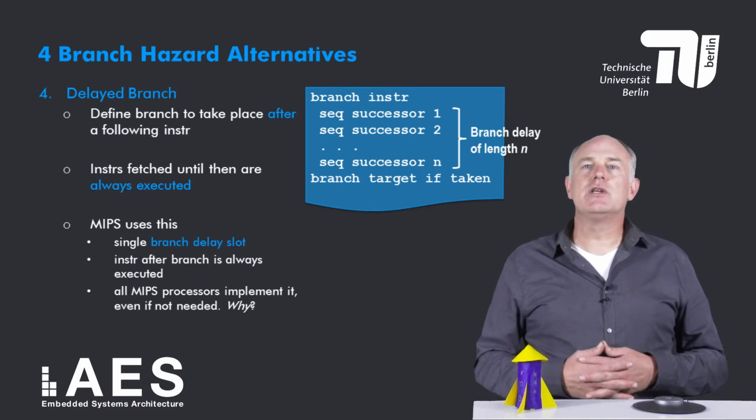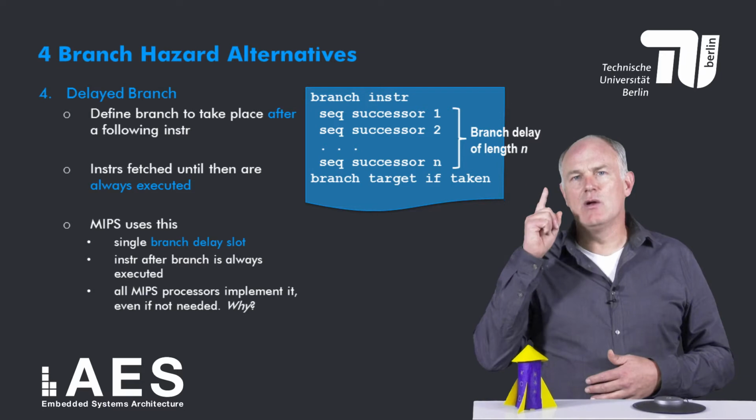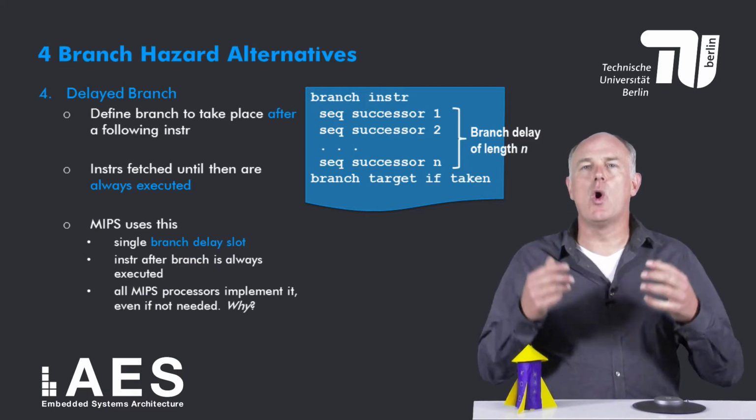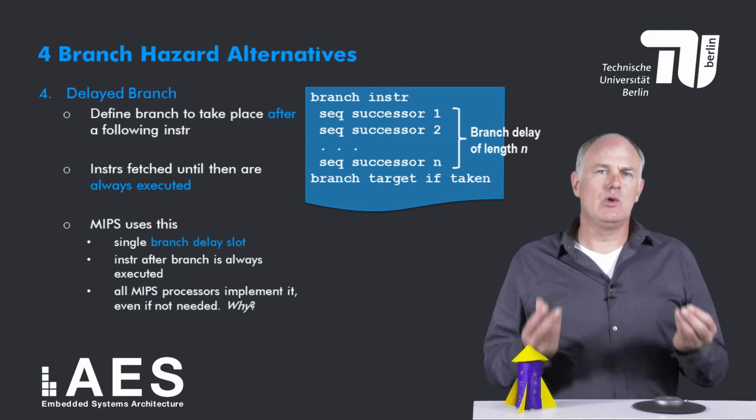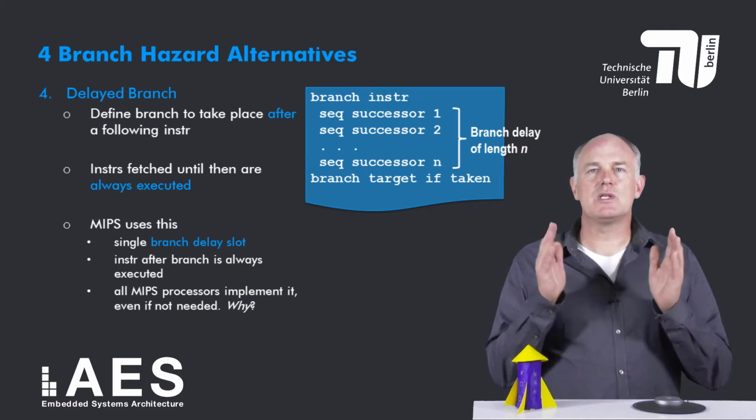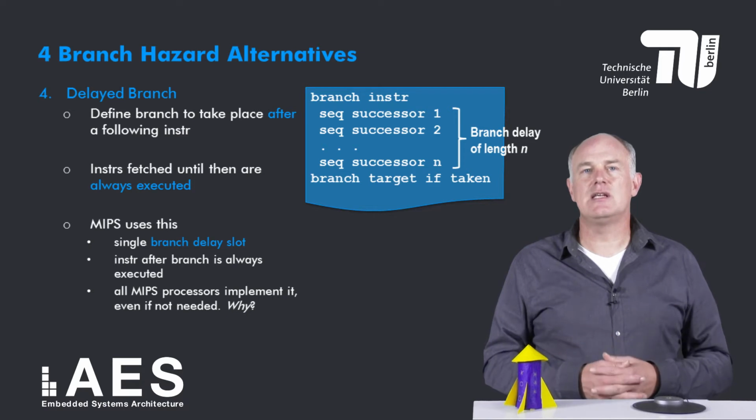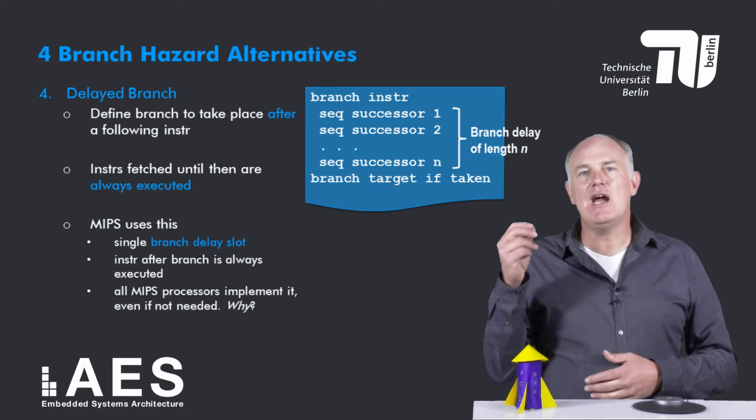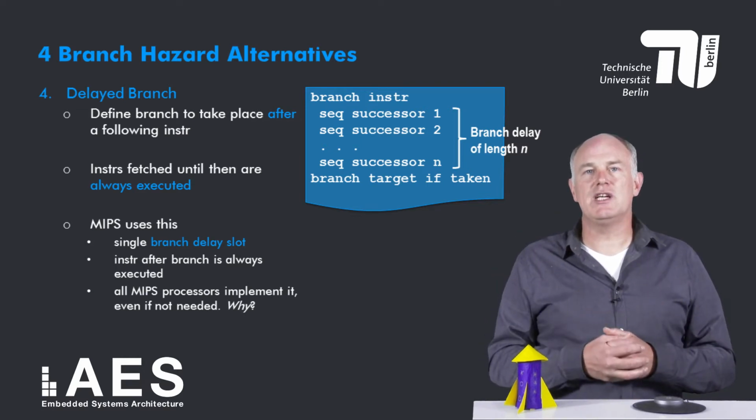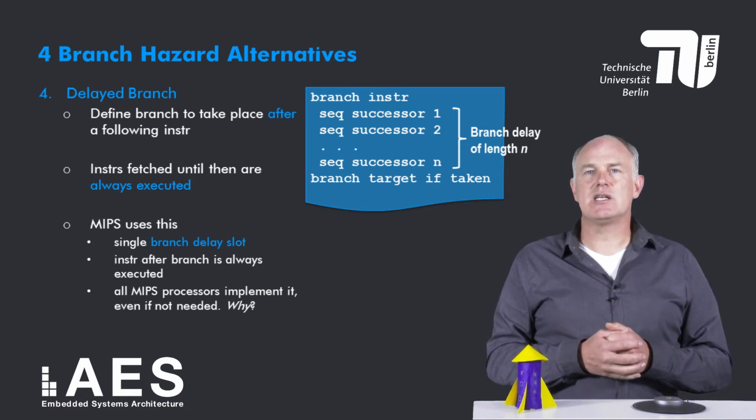This is the solution used in MIPS. To be precise, MIPS uses a single branch delay slot, meaning that the instruction after the branch is always executed. This solution was clearly motivated by the design of the first MIPS processor, which was very similar to the canonical MIPS pipeline that we have discussed until now. In it, branches take place in the second stage, and at that time, one instruction has already entered the pipeline. So that instruction is always executed.